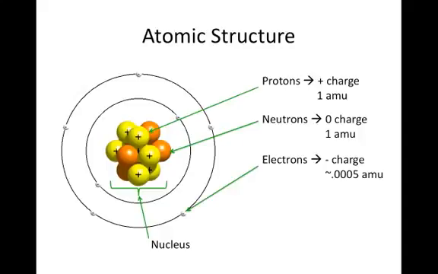Orbiting the nucleus are the electrons, which have a negative charge and such a small mass that their mass is effectively 0.